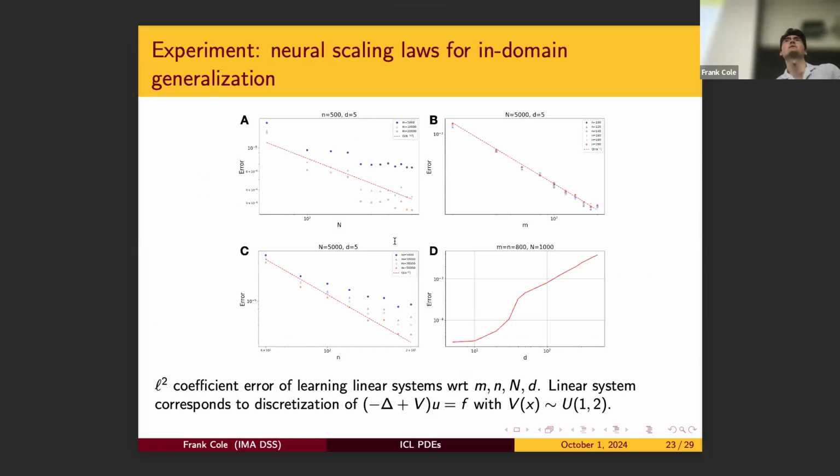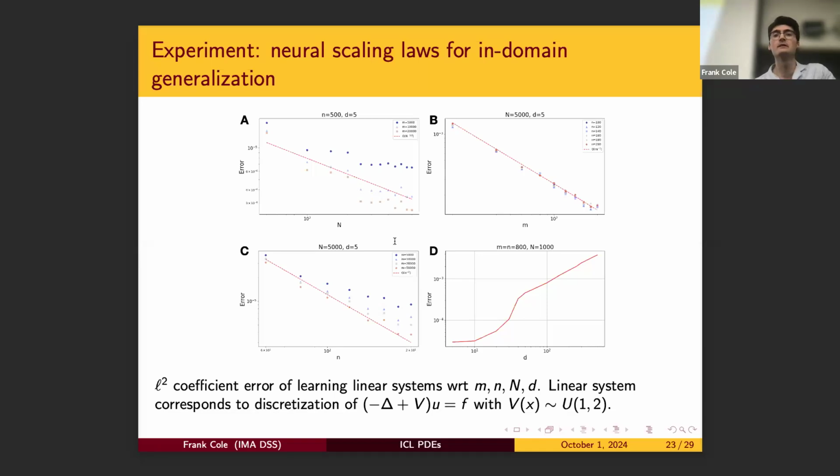Maybe so I'll talk about some numerical results now. The first numerical result is verifying the neural scaling laws, or how the prediction error in the in-domain generalization setting scales as a function of the sample sizes. So these plots A, B, and C are basically plotting the error in log scale with respect to each of the relevant samples. And so the slope is basically going to give you the exponent in the scaling law.